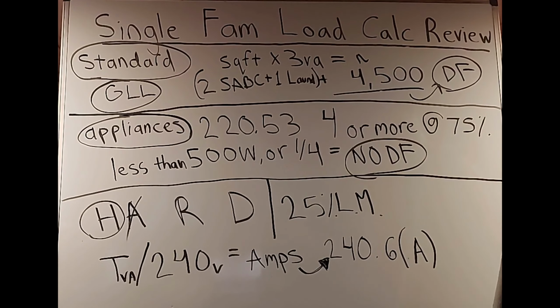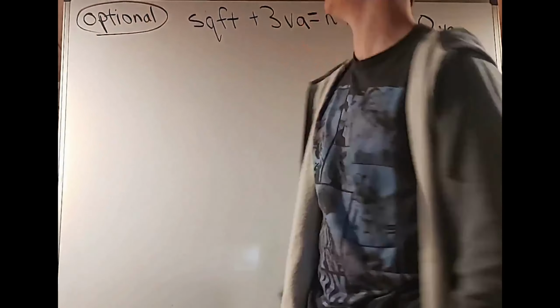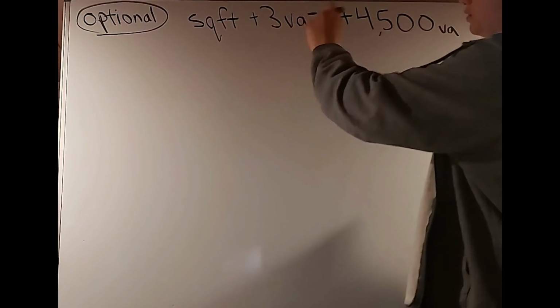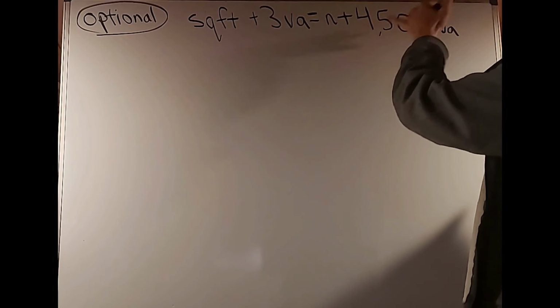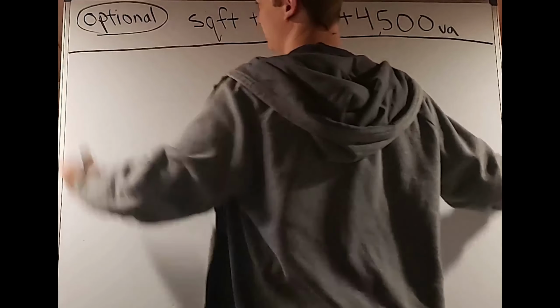Take a good look at it if you need to. If my head was in the way of it or anything, now you have a good chance to really take it in. Okay, now the optional method, still in single family dwellings. We're going to first do square foot times 3 volt amps just like before, and then add that 4,500 just like before. The difference is this time we're done. We don't have the demand factors.